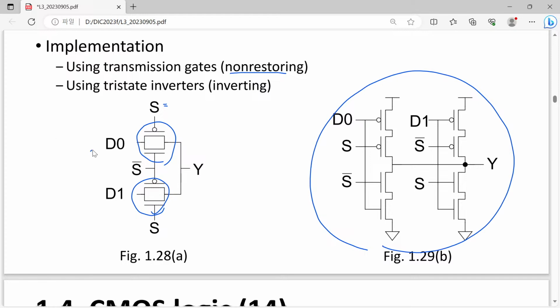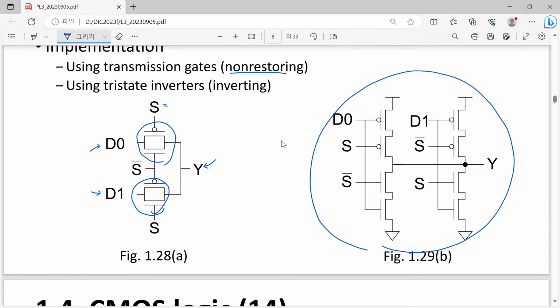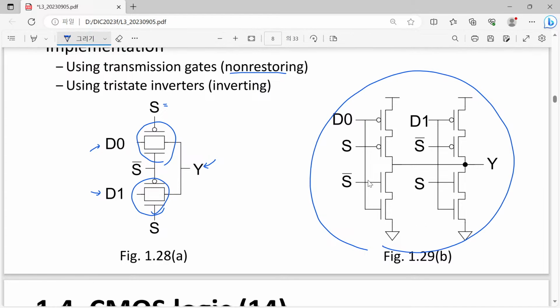So if we have a small perturbation on D0 or D1, that will just be copied into our logical value Y. But anyway, let's think about the implementation using tri-state inverters. Let's think about the case where we have S equal to 1. Then what will happen? Since S is equal to 1, this one is activated, and S bar is 0, so the P MOSFET is also activated.